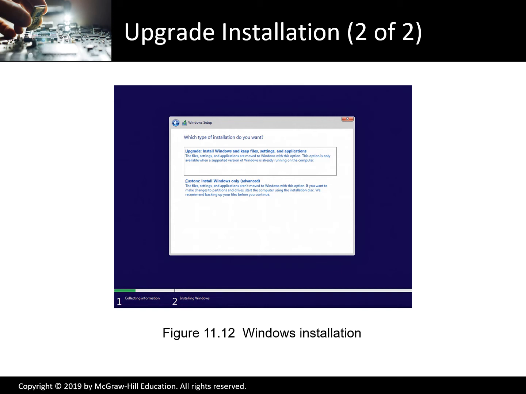There we go. When we install the operating system for the first time, we'll have two options, an upgrade or custom. If it's a fresh install or a new one, you'll want the custom. If you're upgrading over an existing system, you'll want the top version.